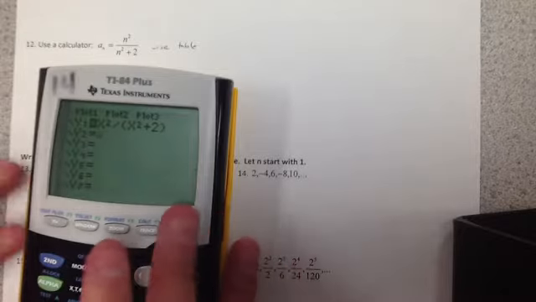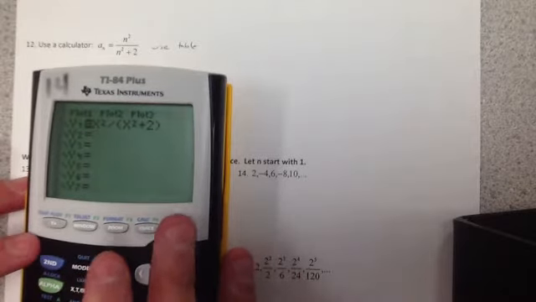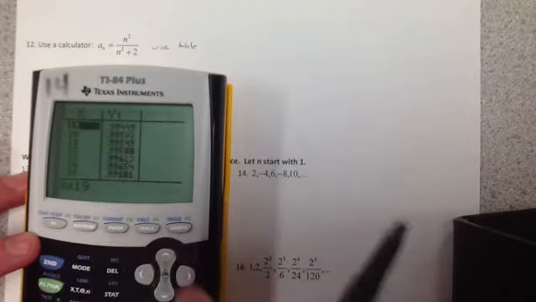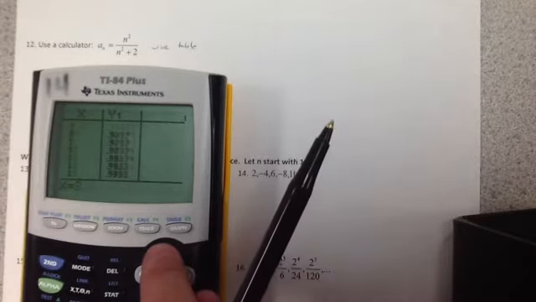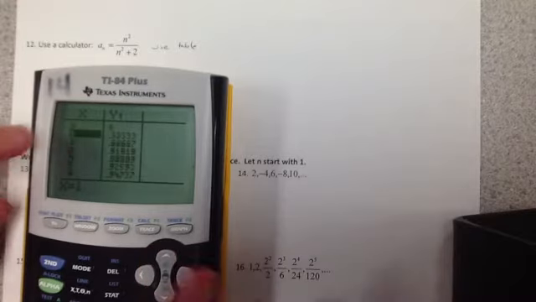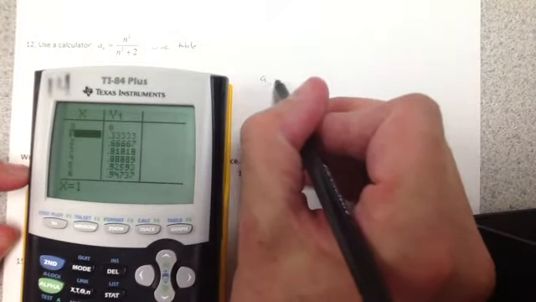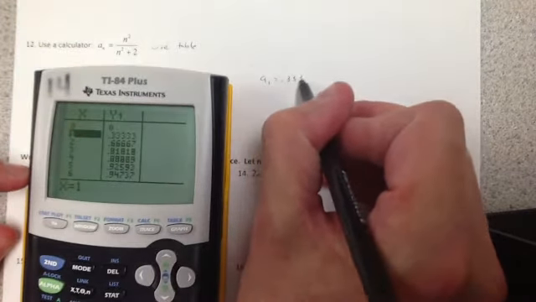Now, I don't care what the graph looks like, I just want to go to the table, second table, and I want to get the first 5 terms. Oh, look, I'm at 19. I got to scroll all the way up to 1. Okay? There it is. So to get my first term, I get 0.333.